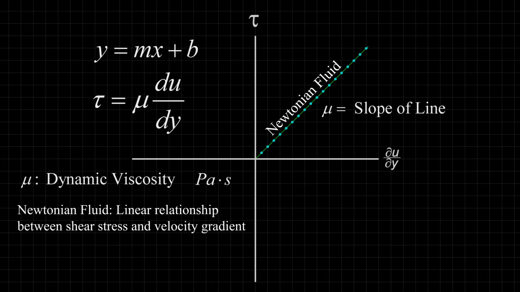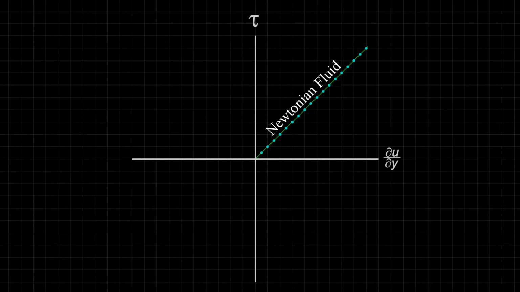Plotting shear stress to velocity gradient for different Newtonian fluids will show that the slope will be different depending on the fluid investigated. There are fluids, however, that do not have a linear relationship between shear stress and velocity gradient and are called non-Newtonian fluids. These non-Newtonian fluids have their own constitutive relationships.